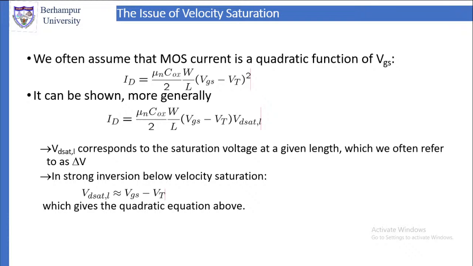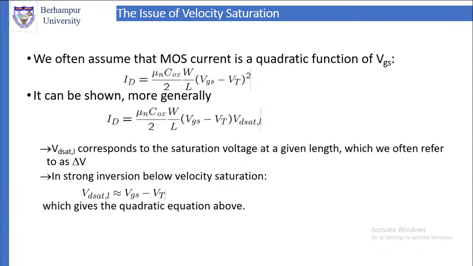So now let us start with the issue of velocity saturation in the design of this MOSFET amplifier. Most of the time we assume that the MOS current, when we say MOS current, we mean it is ID, the drain current. MOS current is the drain current. So the drain current is a quadratic function of voltage between the gate and source. So gate source voltage, it's a quadratic function.